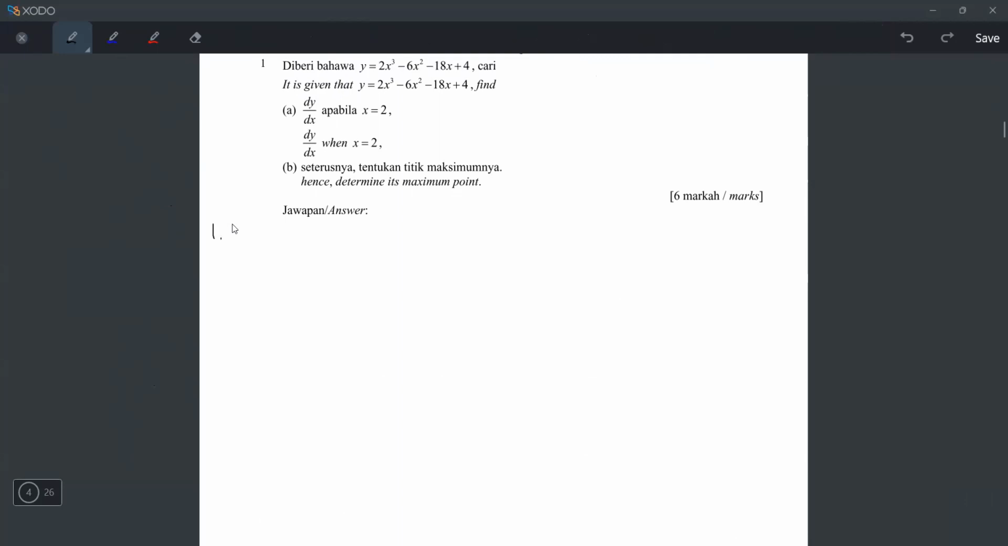So let's write down the soalan. It is given that y equals 2x power 3 minus 6x squared minus 18x plus 4. Find a, the value of dy dx when x equals 2. So what you do is you find dy dx.